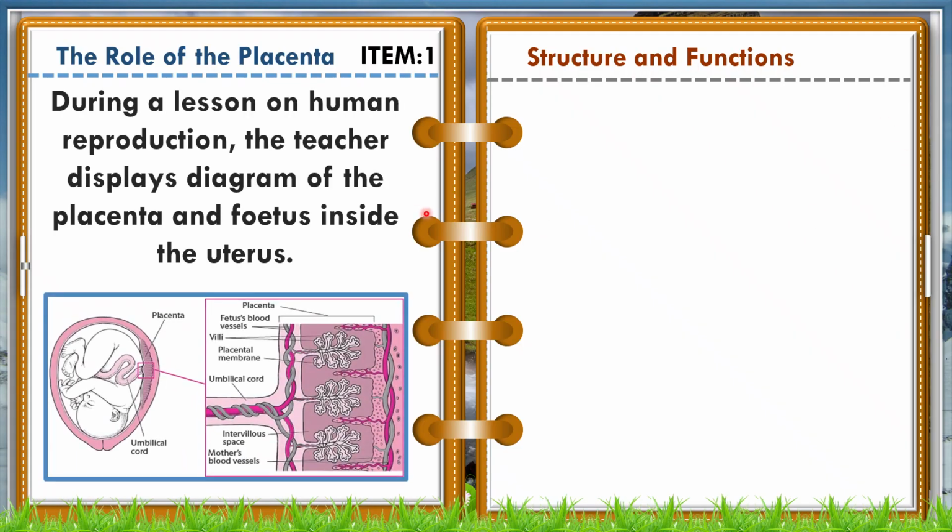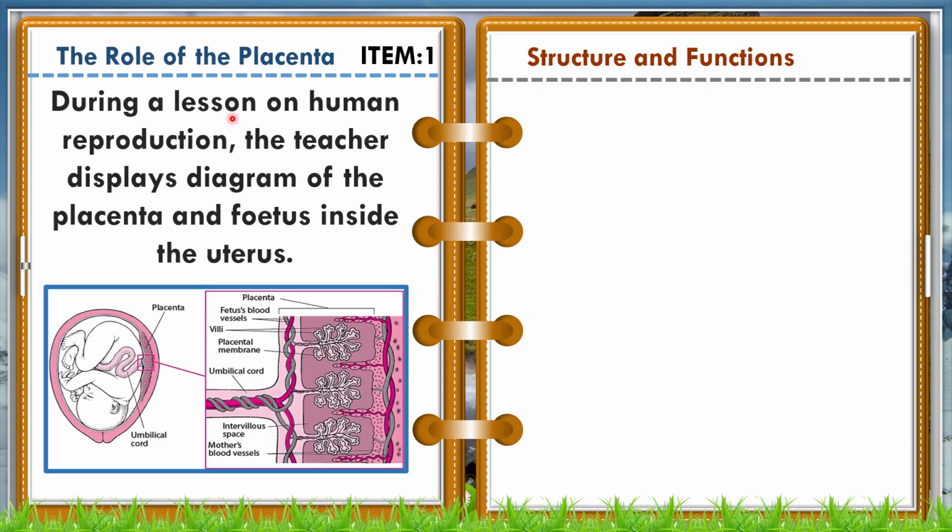The role of the placenta, item 1. What are we going to emphasize? We are looking at the structure of the placenta and the functions. During a lesson on human reproduction, the teacher displays a diagram of the placenta and the fetus inside the uterus.